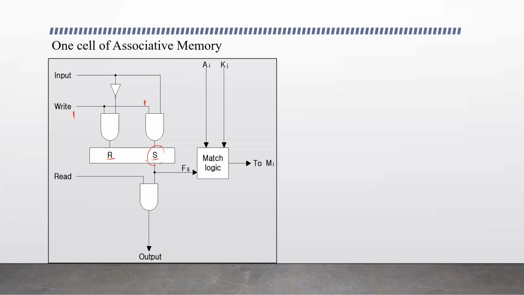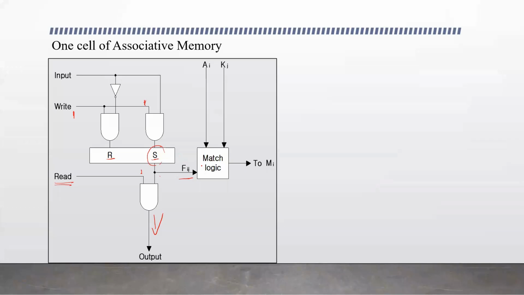This is our bit. And here Fij is the storage cell. And here is the read operation. To read the bit, what do we do? The read operation is enabled when read is 1. Whatever the bit, 0 or 1, results here as the output. So it can be read.